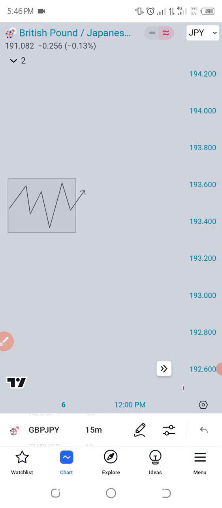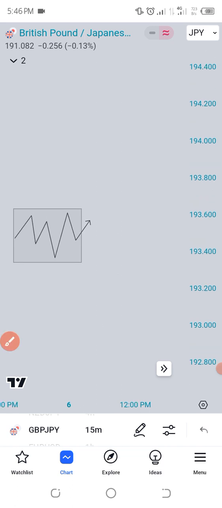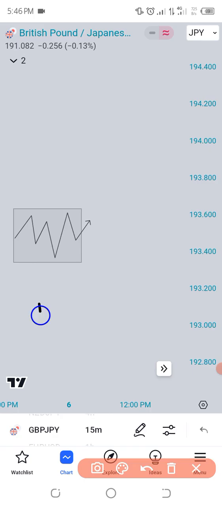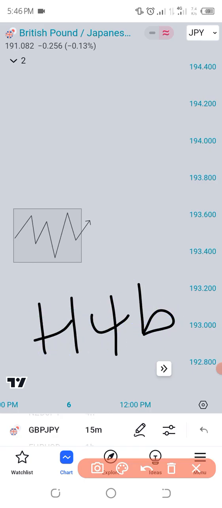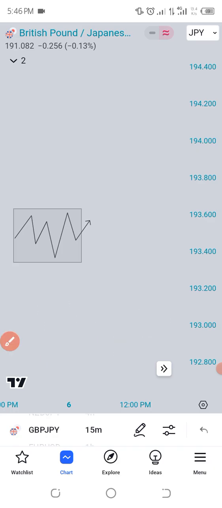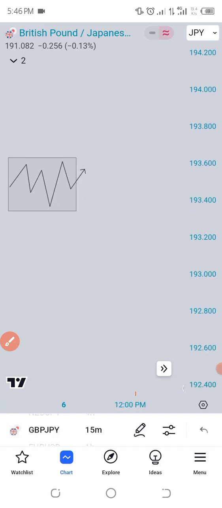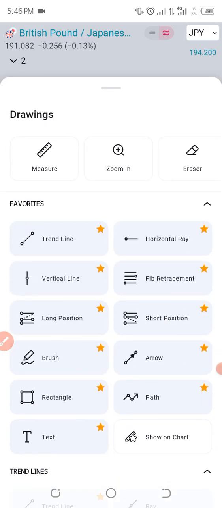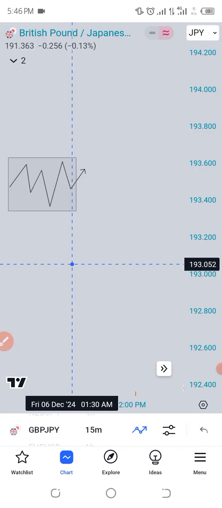Okay, so for a sell setup, the first thing you want to ensure is your order flow from your H4 time frame. The H4 time frame for a sell setup has to be bearish. Okay, so if I check my H4 time frame and I see that we are having a bearish market structure, when I say bearish market structure, this is what I mean.